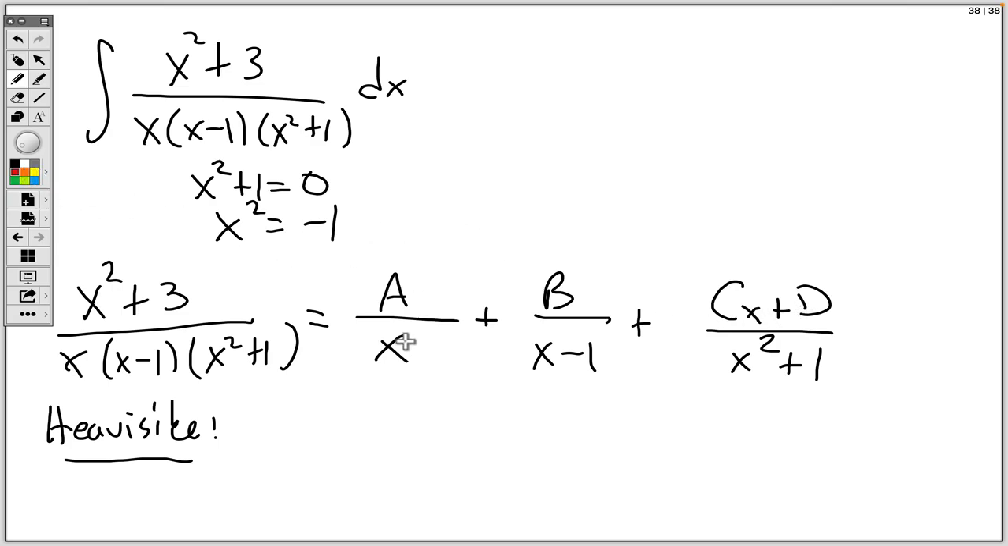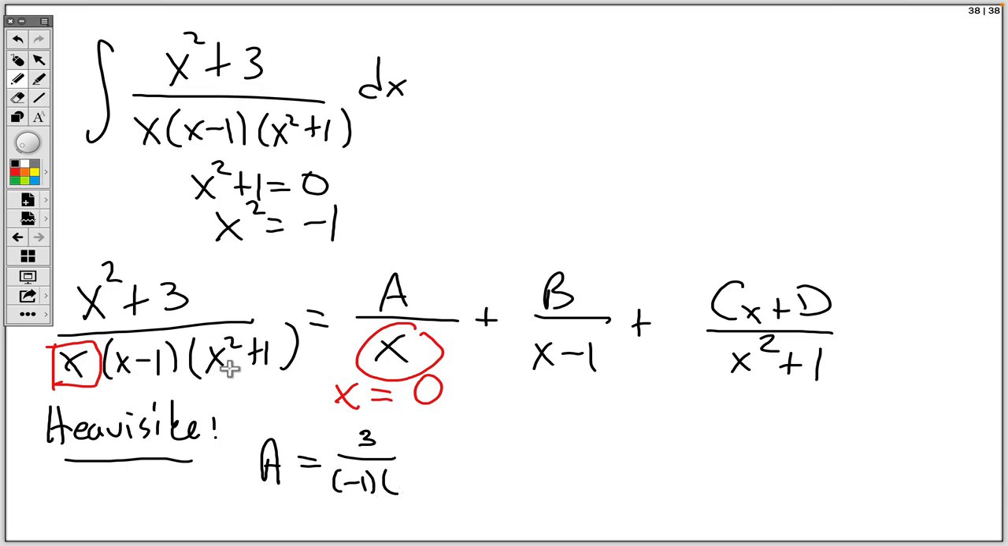But once again, to get the a, you look at the denominator here. You set it equal to 0. You find the root there is x equals 0. We're going to cover x up and plug 0 into what's left over. Plug 0 into the numerator here. 0 squared plus 3 is 3. 0 minus 1 is negative 1.